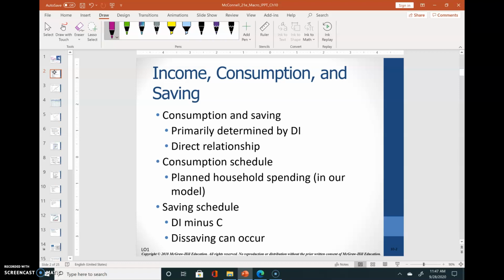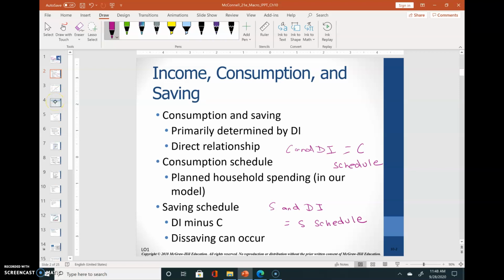So the relation between consumption and disposable income, this is called a consumption schedule. The relation between savings and disposable income, this one is called a savings schedule.